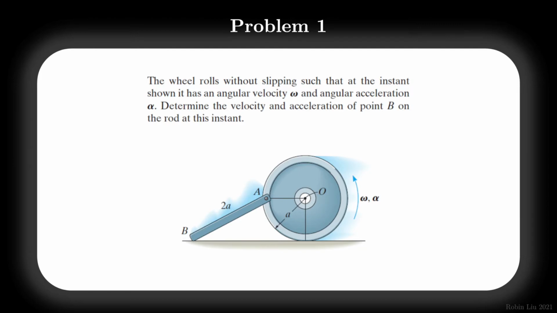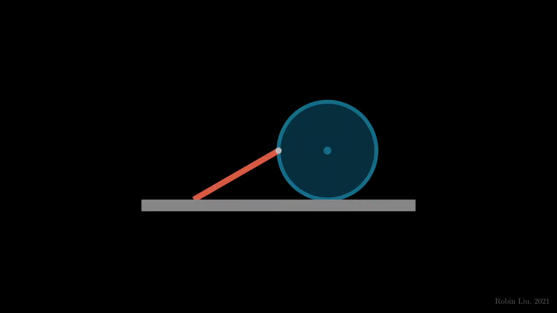The first problem states, the wheel rolls without slipping such that at the instant shown it has an angular velocity omega and an angular acceleration alpha. Determine the velocity and acceleration of point B on the rod at this instant. When analyzing a problem for both velocity and acceleration, you should start with velocity since it's not only easier, but it's necessary to fully resolve the accelerations.